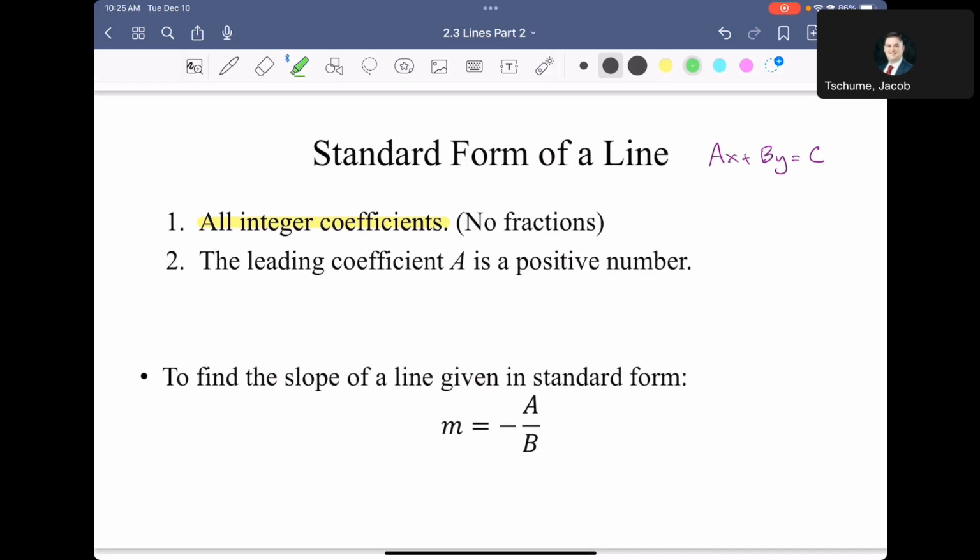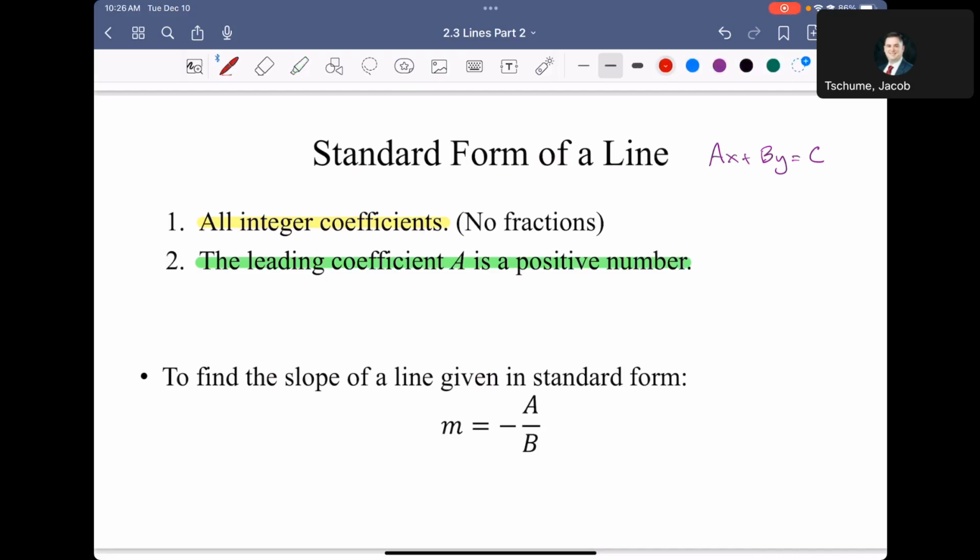Part number 2 says the leading coefficient a must be a positive number. So while, yes, you need whole numbers, the extra restriction here is on a. You don't want a to be a negative number. If it's negative, we'll have to fix that. While b and c can be negative, just the a value you have to make sure is positive.